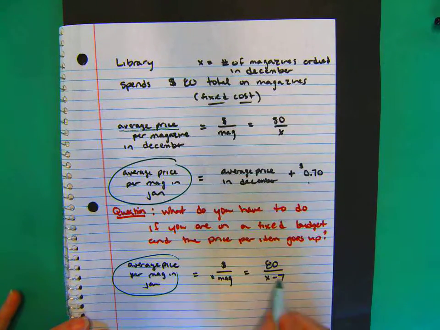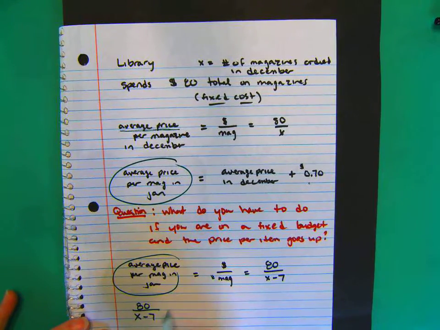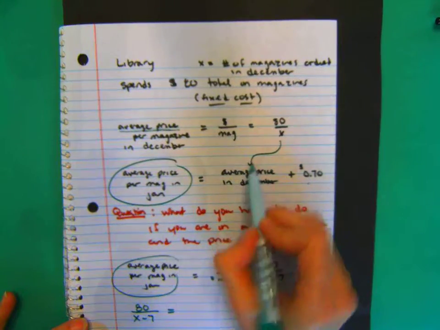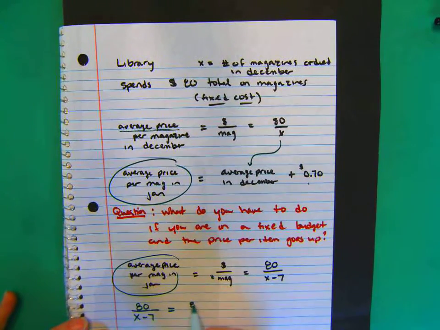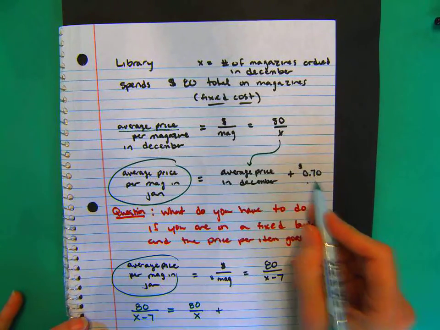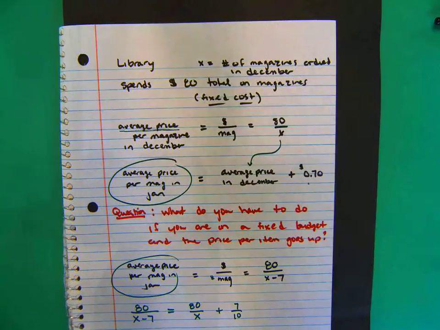So this average price in January, 80 over x minus 7, is the same as the average price in December, plus 70 cents. And you can decide how you want to write that, 70 over 100. I'm going to write 7 over 10. You could put the 0.7. And then I would go ahead and solve this.